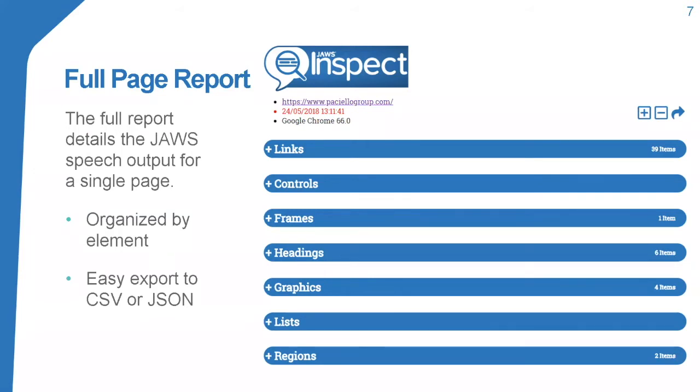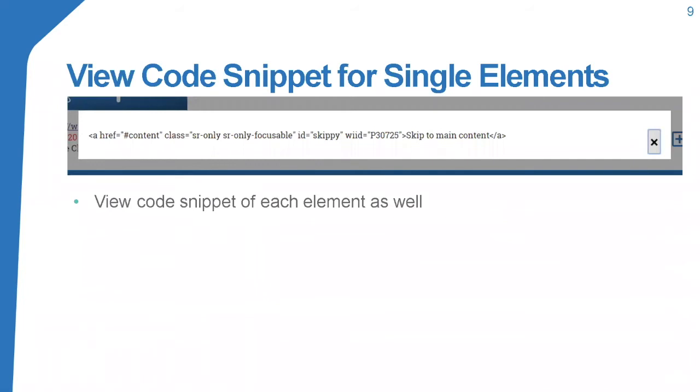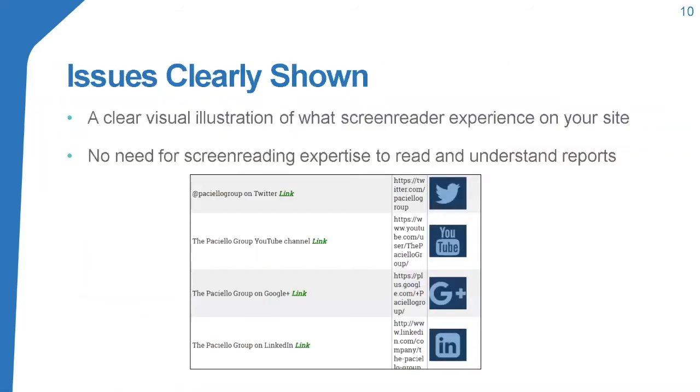And the full page report is pretty much just scan through a web page, and it's going to scan all your HTML elements and generate transcripts as to how those elements are being rendered by the screen reader. Good or bad, it's still up to you to comb through those reports, and I'll show you how to do that. Code snippets will be shown for single elements, and we'll be able to identify issues, select those issues, and export those problem areas out to a spreadsheet, and I'll show you how that's done momentarily.